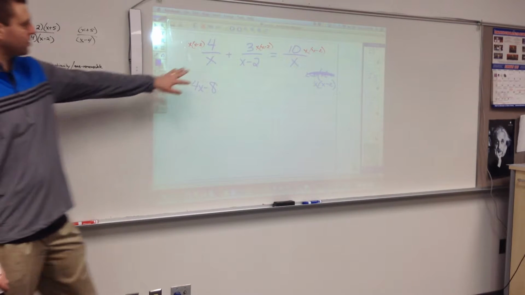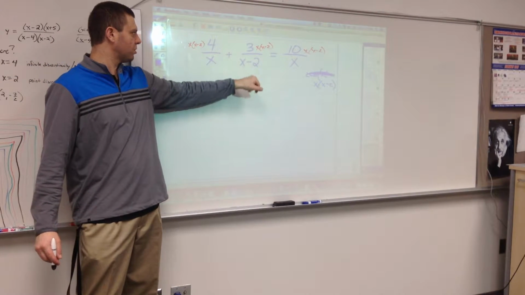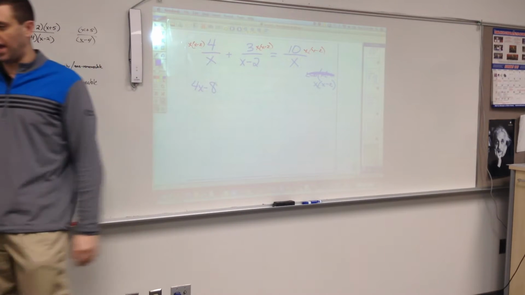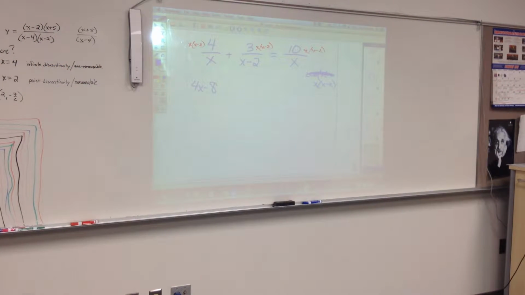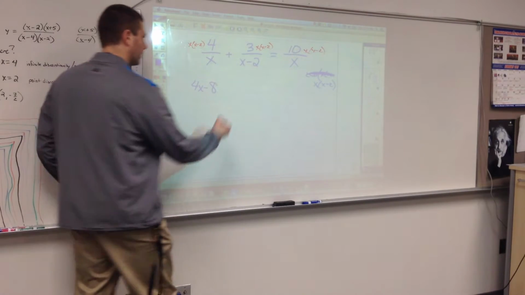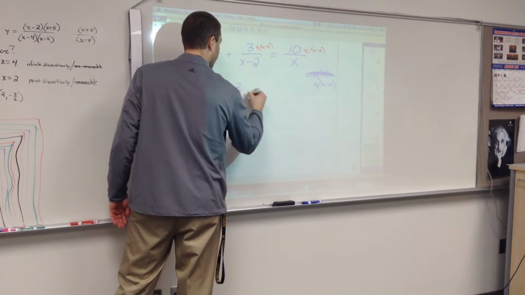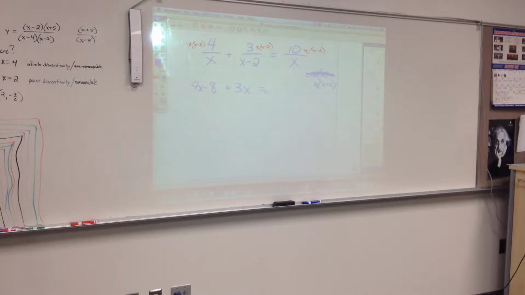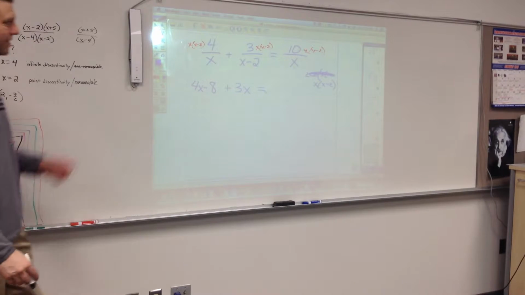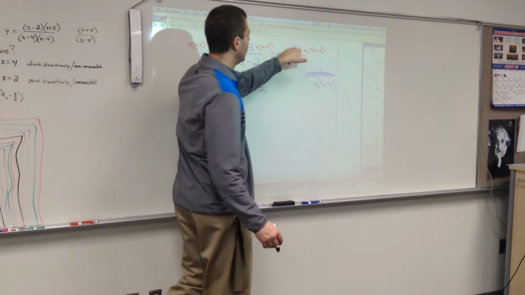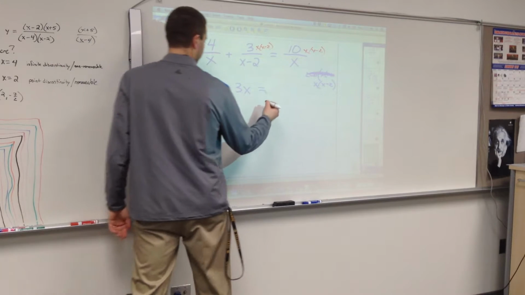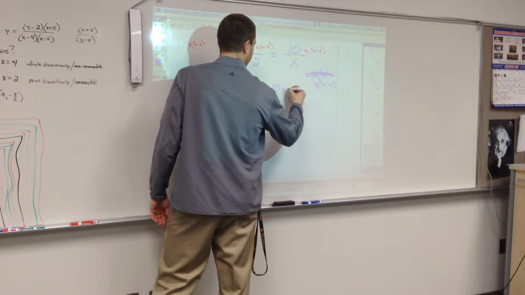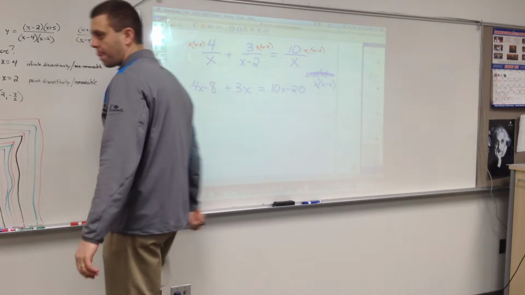On the second fraction, when I take 3 over x minus 2 times x minus 2, what happens? The x minus 2's cancel, and all you're left with is 3x, so plus 3x equals, what am I going to have on the right side? 10x minus 20, because the x's would cancel right here. I'd be left with 10 times x minus 2, which is 10x minus 20.